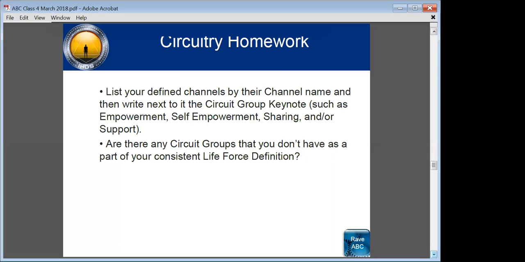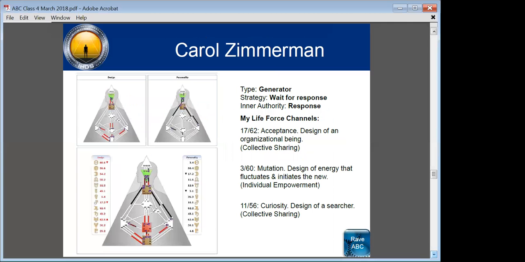And so you can just write the name next to it, and then simply write if it's bringing an expression or a potential expression of empowerment, self-empowerment, if it's part of integration, sharing or support, just at the broadest levels for you, just to recognize what you've got there. And are there any circuit groups you don't have? That's how I found I don't have tribal, because I never wrote tribal next to my channels.